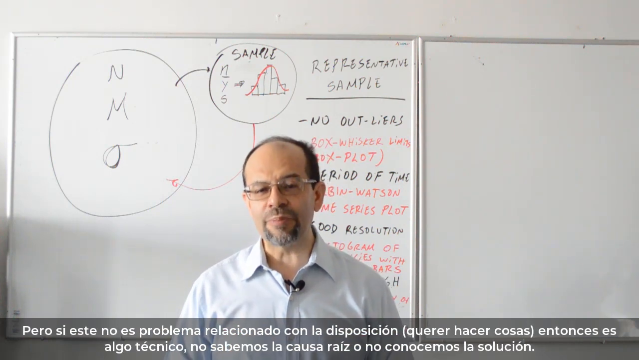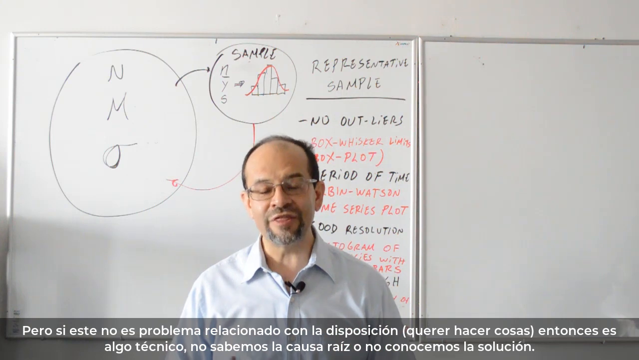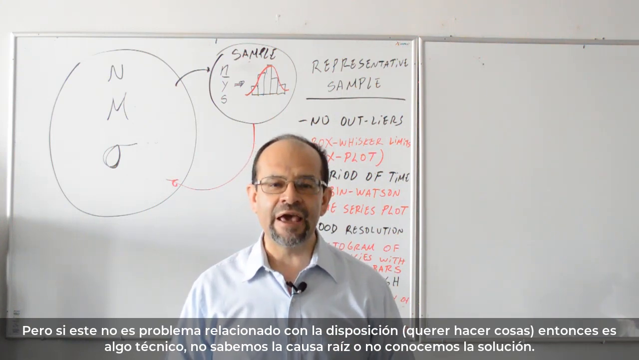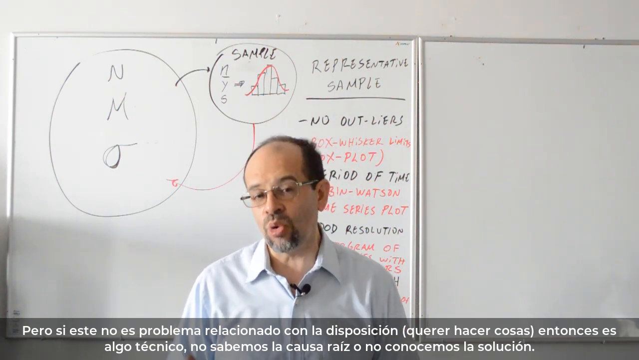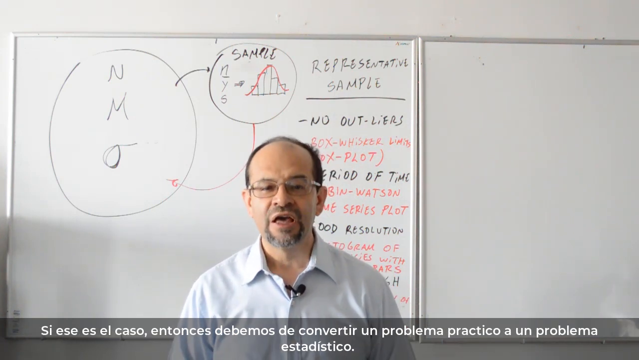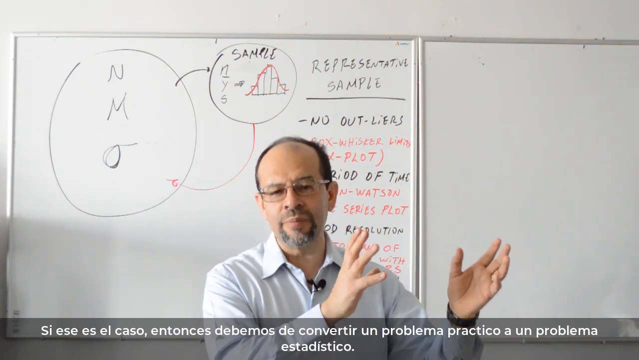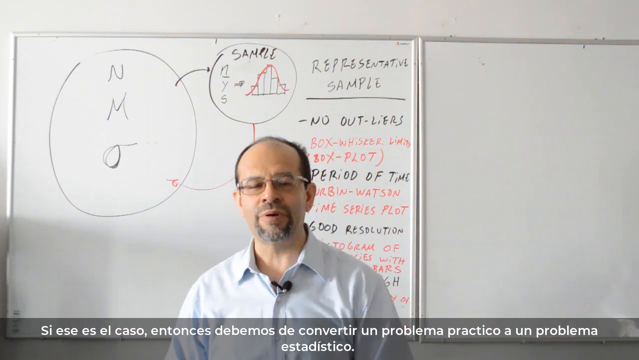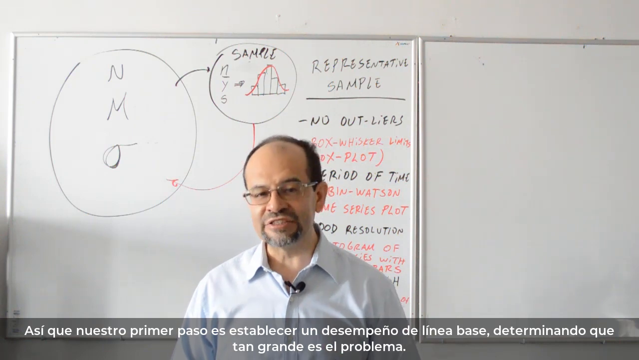But if this is not a problem related to willingness, related to wanting to do things, then it's something technical, something related to not knowing the root cause or not knowing the solution. If that is the case, then we have to convert the practical problem into a statistical problem. So the first thing is to establish our baseline performance, determining how big the problem is.